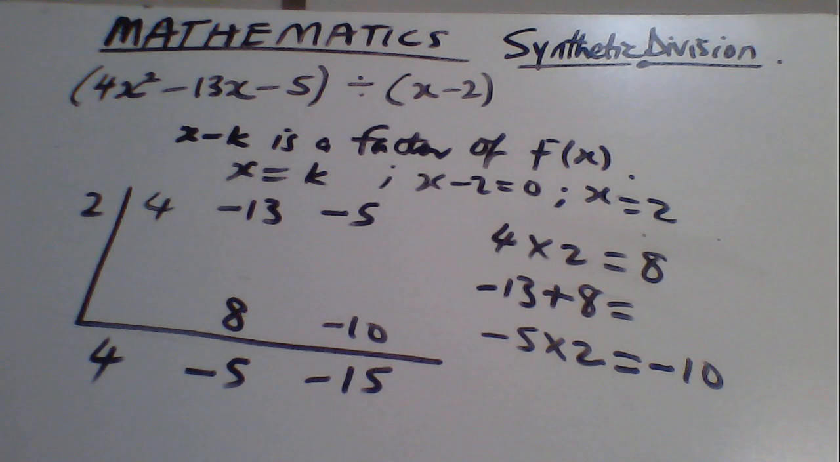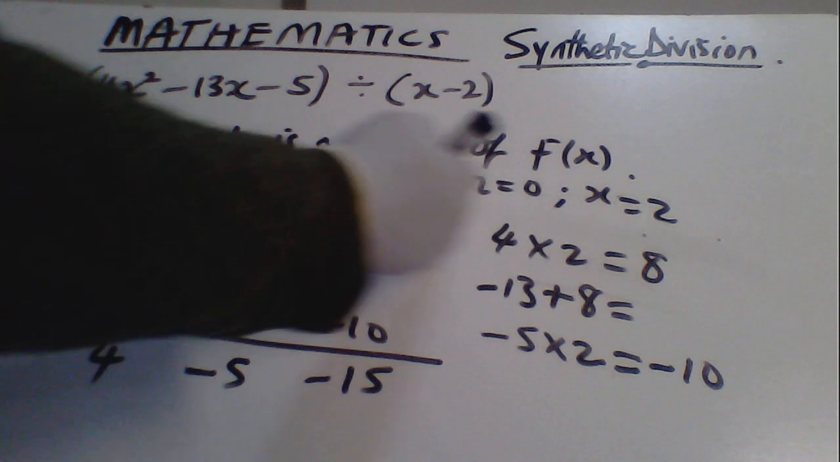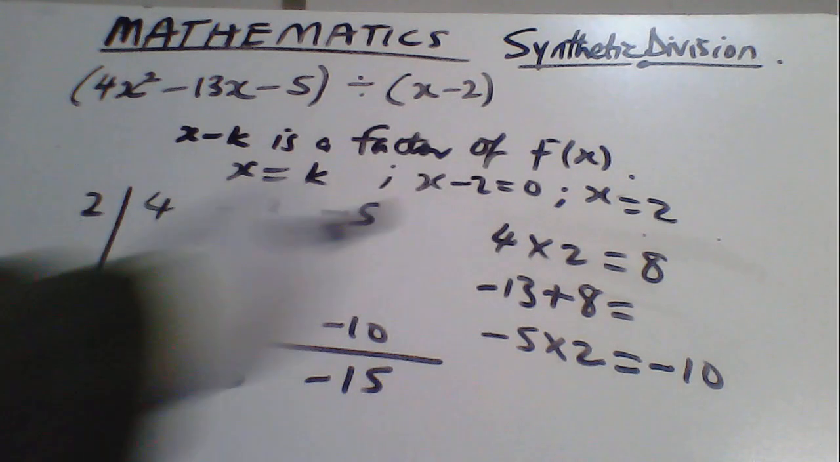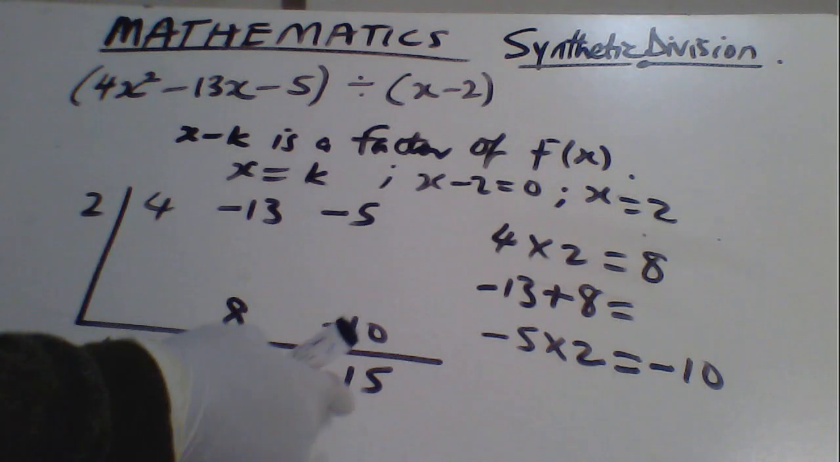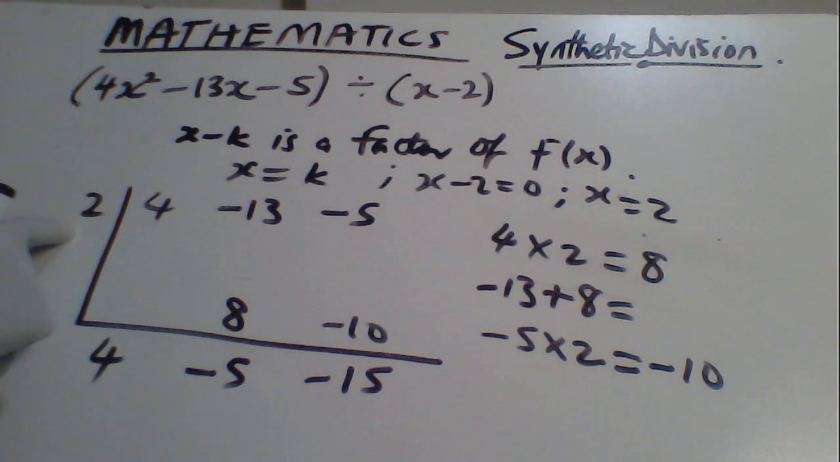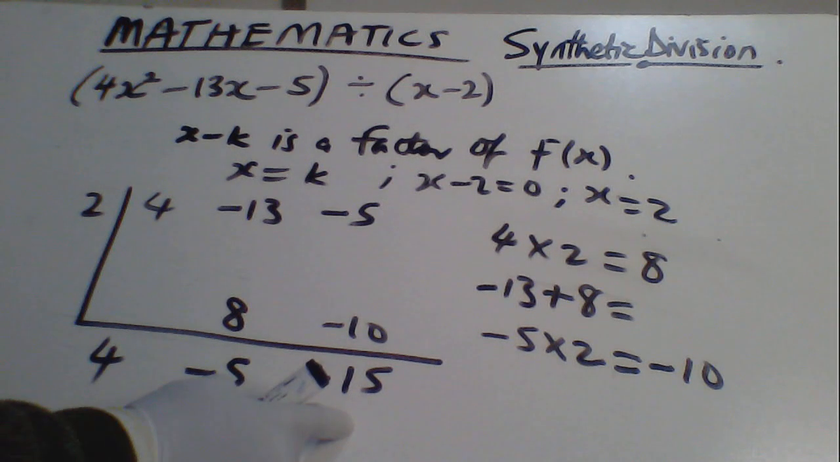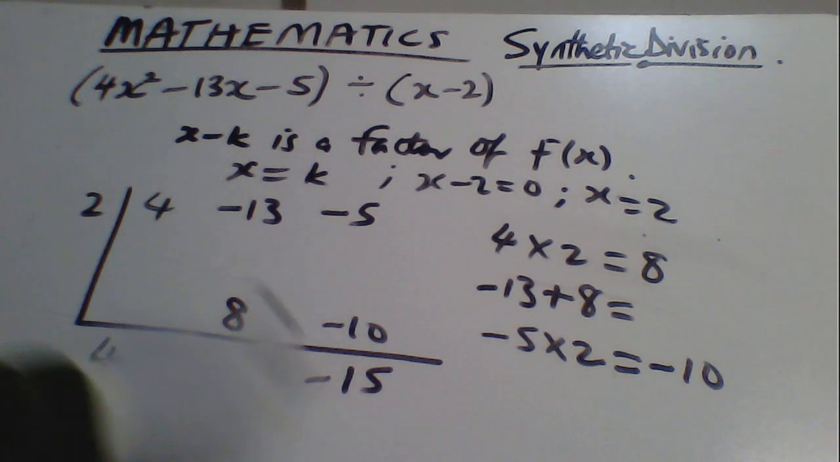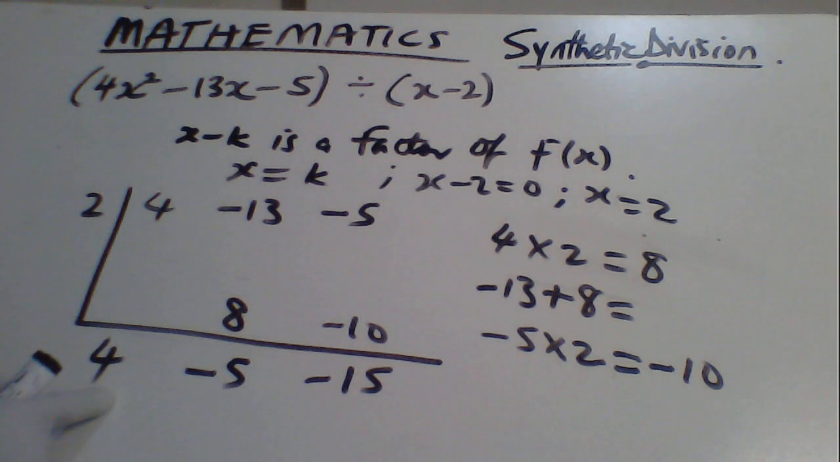So this process will be continued. You can repeat this process for the remaining coefficients. If you have other values here, you have to continue to repeat it in that form, multiplying by the value of k the sum of the previous result you got. In this case, like I said, you bring down the leading coefficient, that's the first thing.